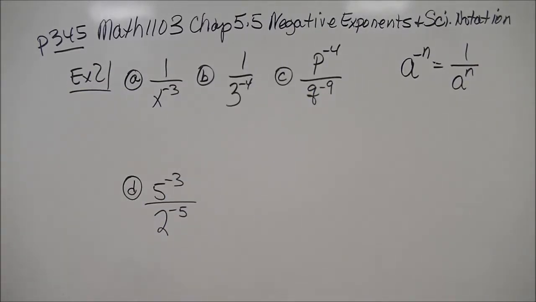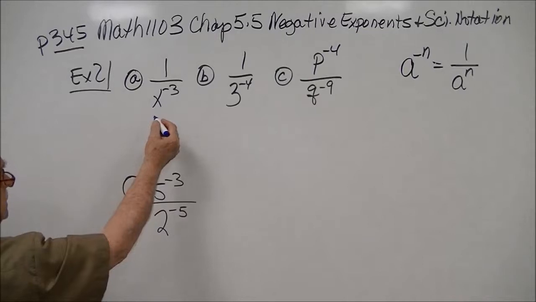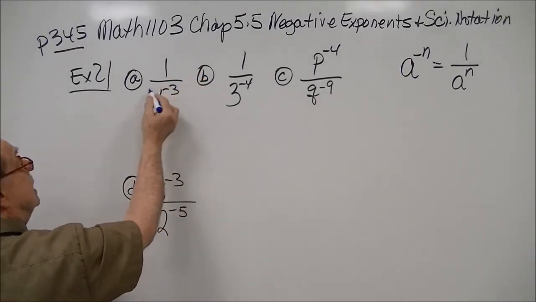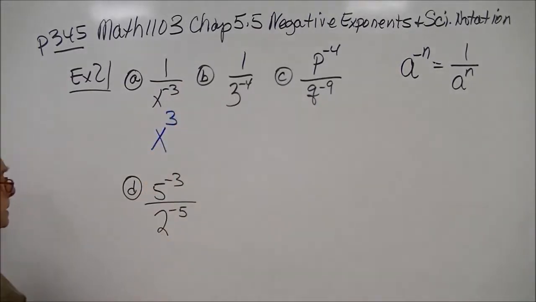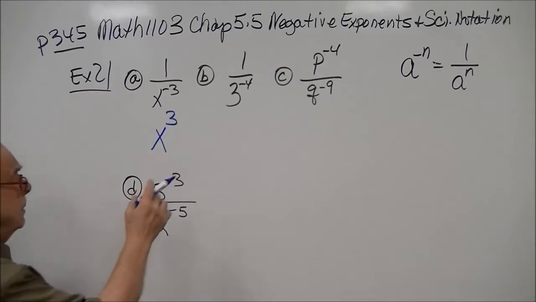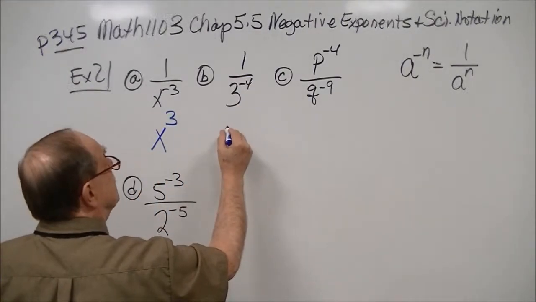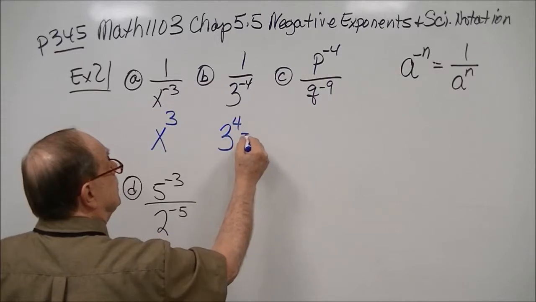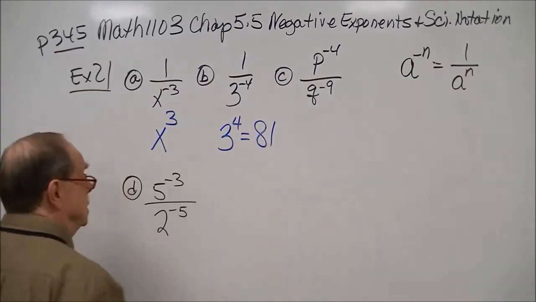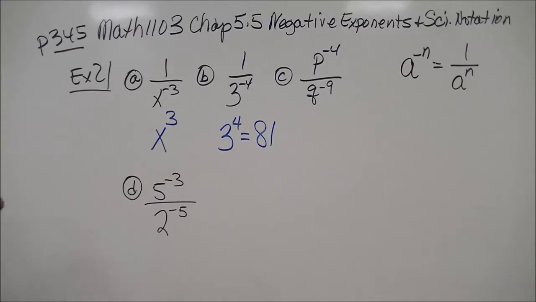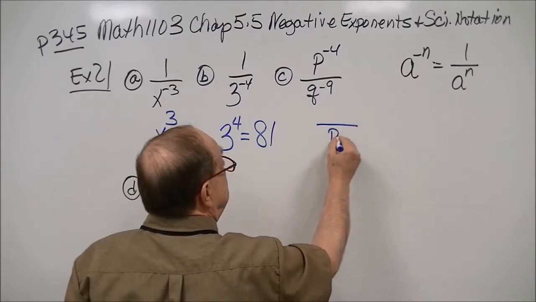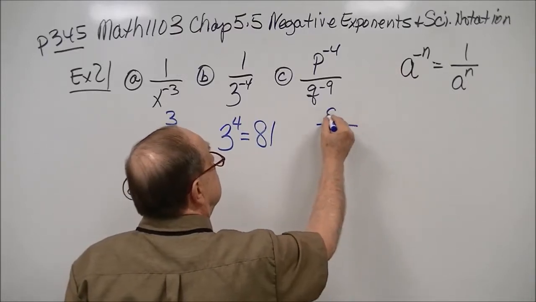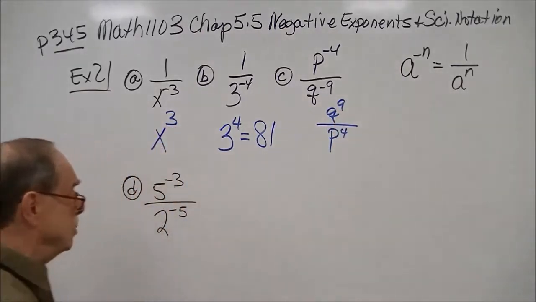Okay, continuing with example 2, we're on the next page. We want to make these positive exponents. So here we're just taking it from the denominator, bringing it up to the numerator, x to the 3rd. Here we're bringing the 3 up to the numerator. This becomes 3 to the 4th, which we know is 81. And here, for letter C, we can just change those 2 around. So it would be p to the 4th in the denominator and q to the 9th in the numerator.